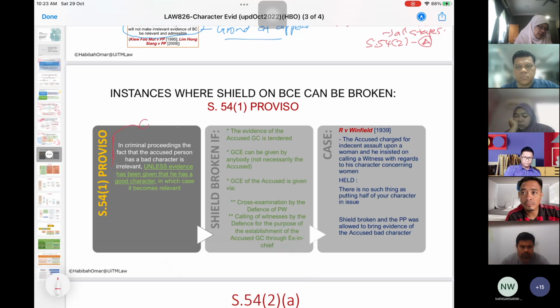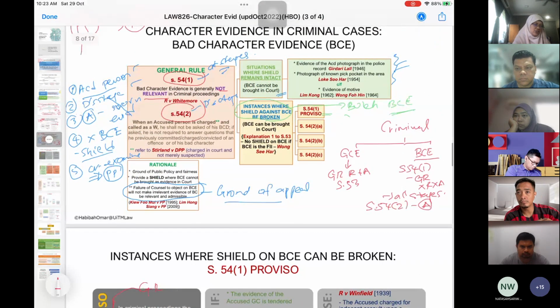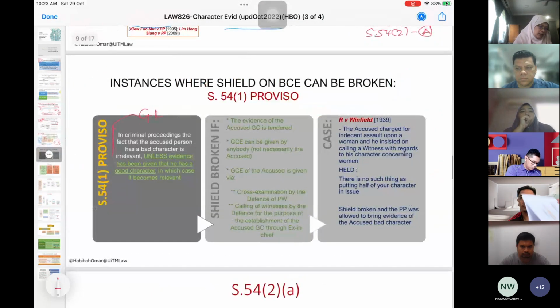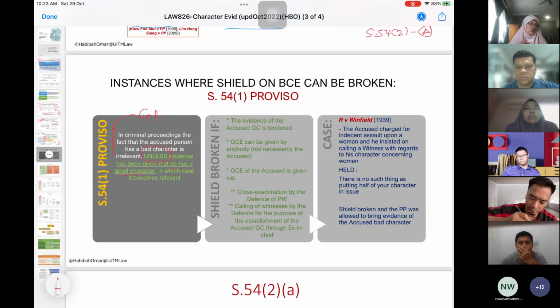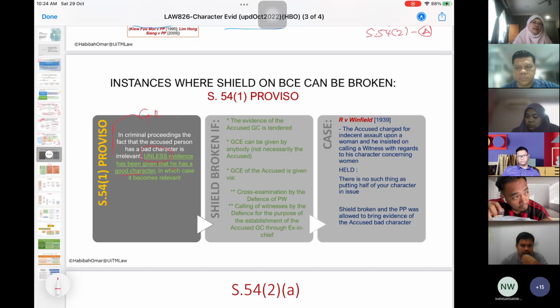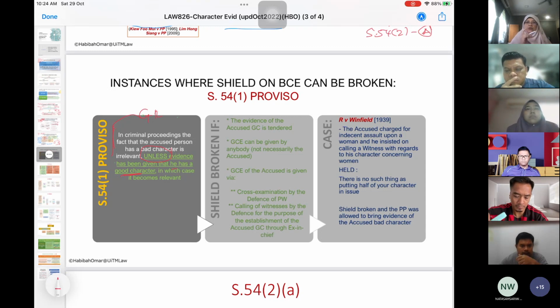This one is actually the general rule which I mentioned kat atas ini. So, ada kat bawah tu, unless evidence has been given that he has a good character. So, this will be a situation where the protection under 54 subsection 1 can be broken. Dia akan broken, the shield can be broken kalau you bawa good character evidence. Can happen. Now, bilakah defense bawa good character evidence?